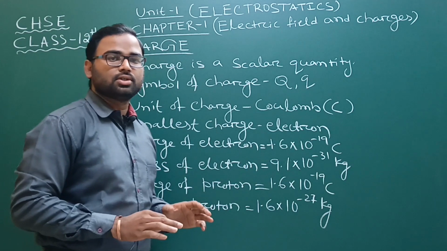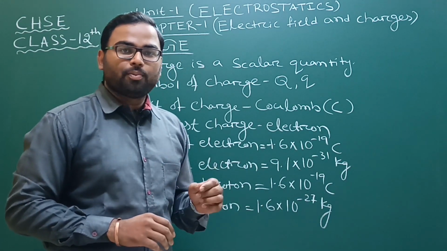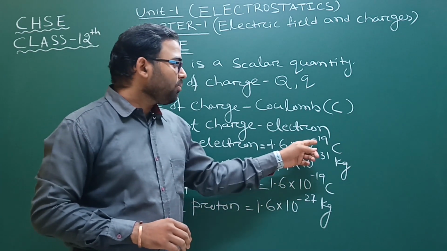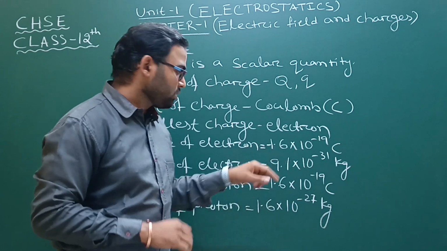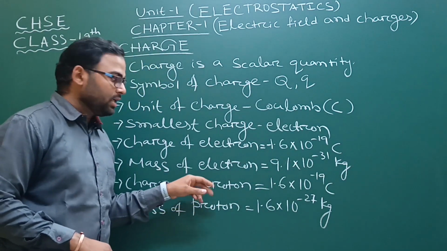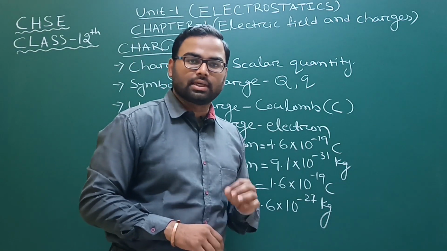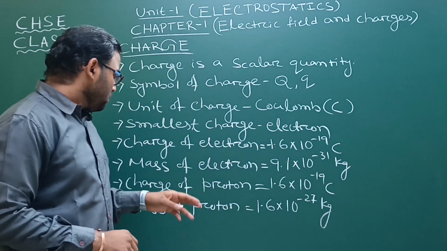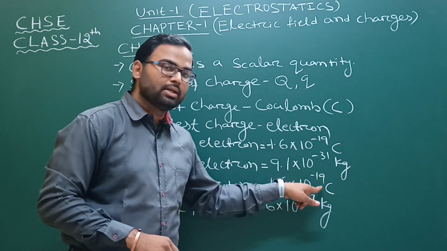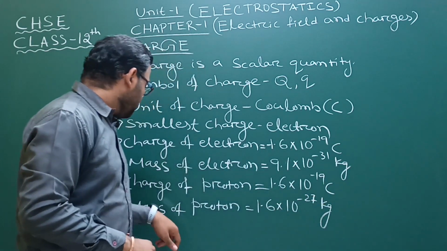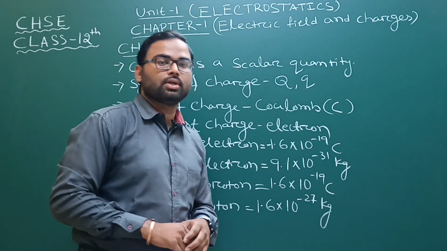Smallest charge in the universe is electron and the charge of electron is 1.6 into 10 to the power minus 19 coulomb. This negative sign is for electron. And mass of electron is 9.1 into 10 to the power minus 31 kg. Then charge of proton is 1.6 into 10 to the power minus 19 coulomb. And mass of proton is 1.6 into 10 to the power minus 27 kg.